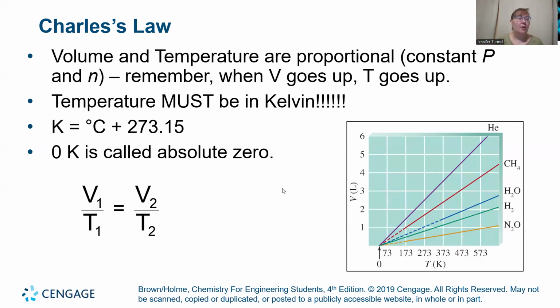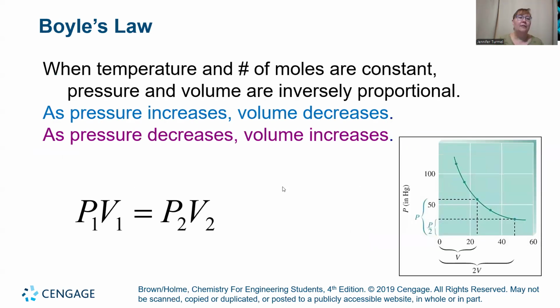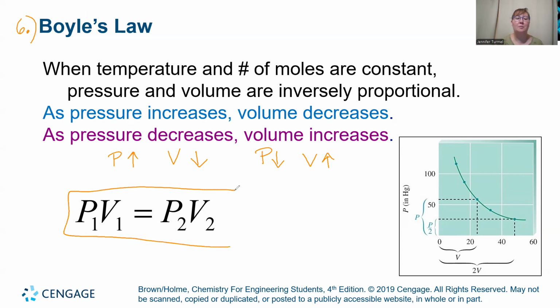Okay. So our next slide here is for Boyle's law. This is our slide 6, just to kind of keep track of that. In Boyle's law, temperature and number of moles are constant. Okay, that's what's not changing, and pressure and volume are inversely proportional. So that means that if pressure increases, volume decreases, and also if pressure decreases, volume increases. And the equation for that is P1V1 is equal to P2V2.